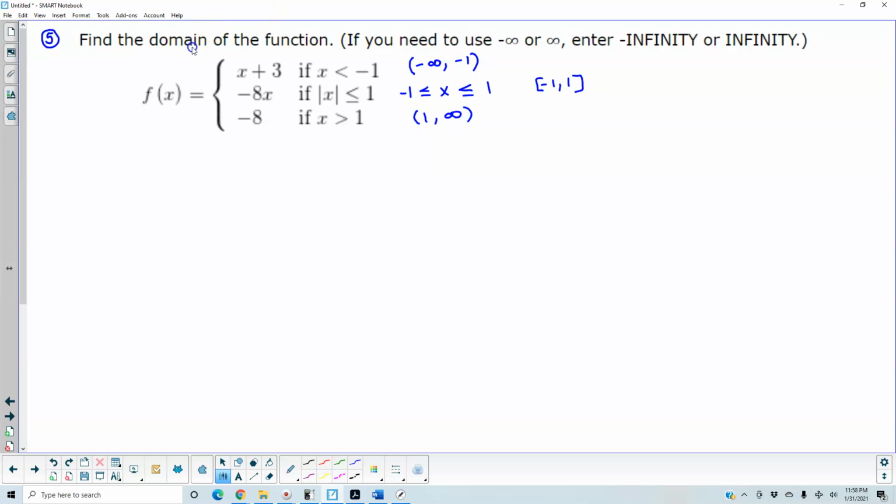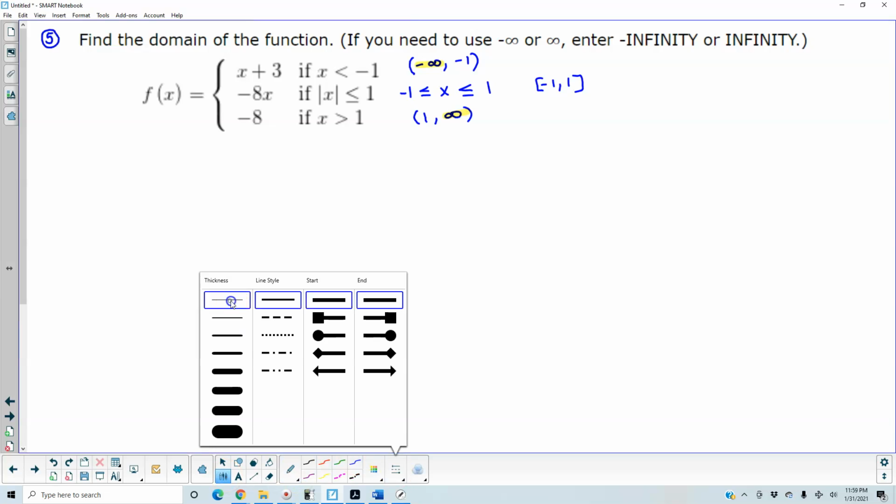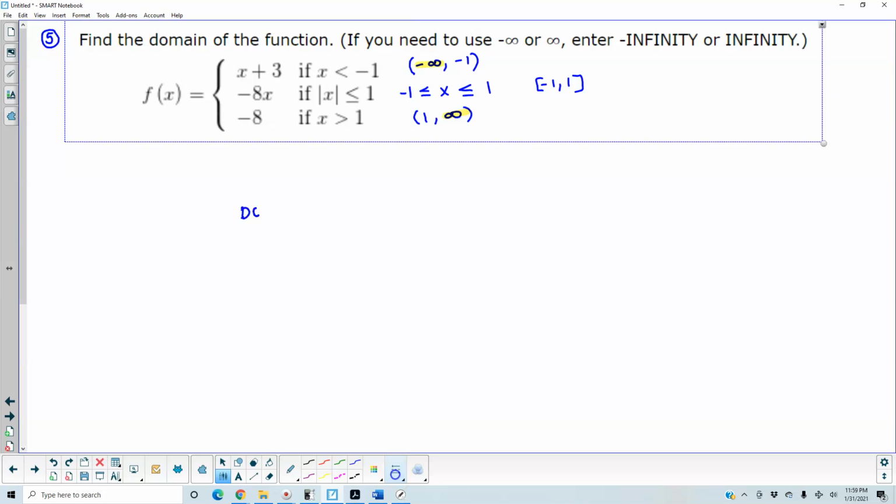And so we want to find the domain of this entire function. What that means is, what are all the x's that we can plug into this piecewise function? Well, we can plug in all x's because if you look at each one, every one is going to allow you to put in x. So where does it start? It starts at negative infinity and it ends at positive infinity. And so therefore, the domain of this function goes from negative infinity to positive infinity.